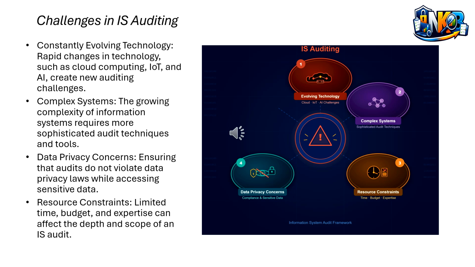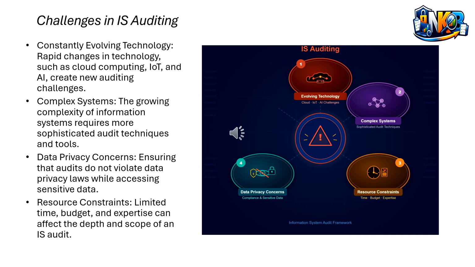While audit frameworks and standards provide the rule book, auditors still face several practical challenges when working in real-world information system environments. The first challenge is constantly evolving technology. Rapid advances such as cloud computing, the Internet of Things, and artificial intelligence introduce new risks and complexities that auditors must quickly adapt to. Second, we have complex systems. Modern information systems are highly integrated and layered, requiring more sophisticated audit techniques and tools to appropriately evaluate them.